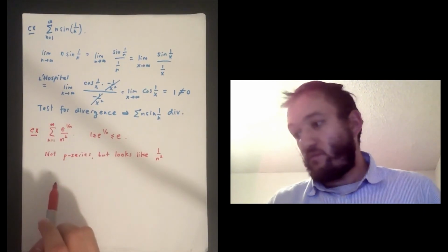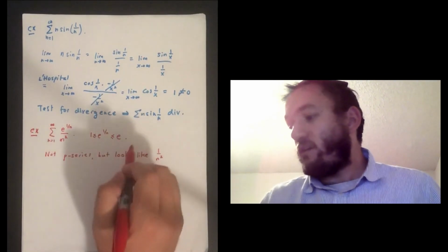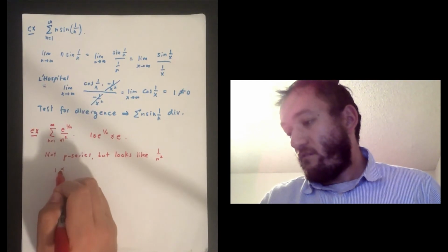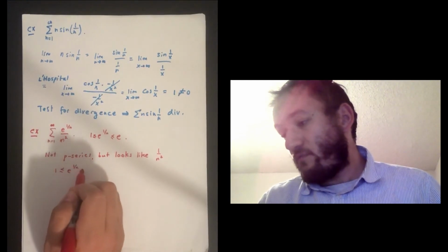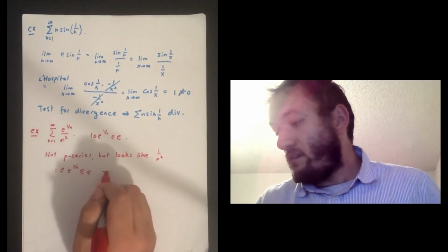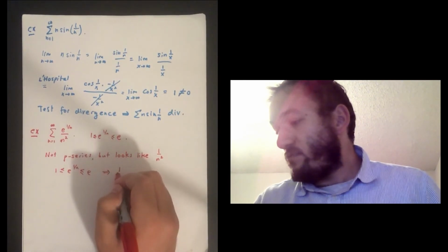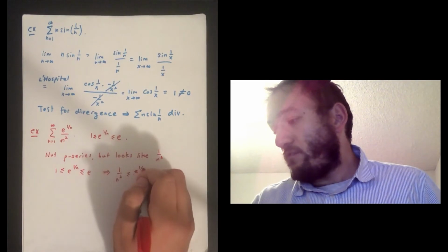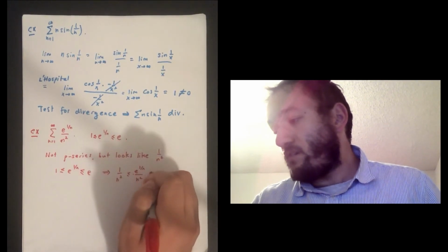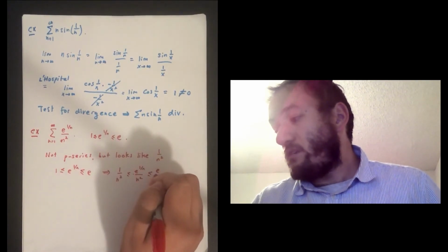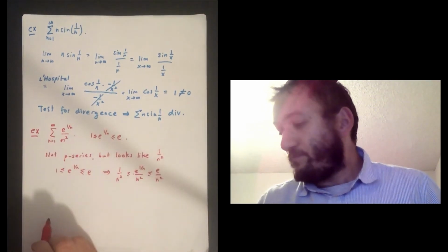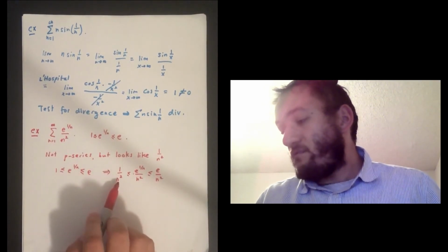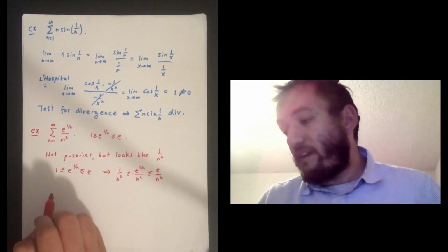inequality, right? This inequality could be rephrased as e to the 1 over n is less than or equal to e. This could be rephrased as 1 over n squared is less than or equal to e to the 1 over n, all over n squared, which is less than or equal to e over n squared. Okay? And the series on the left and the series on the right converge.